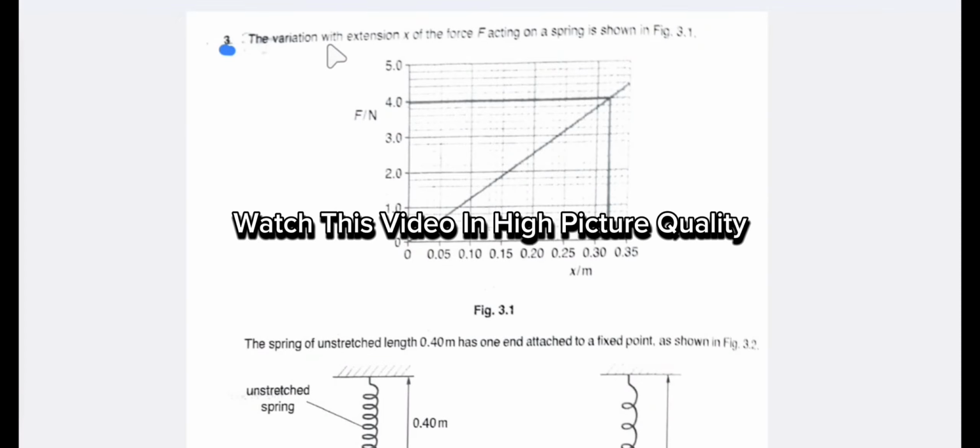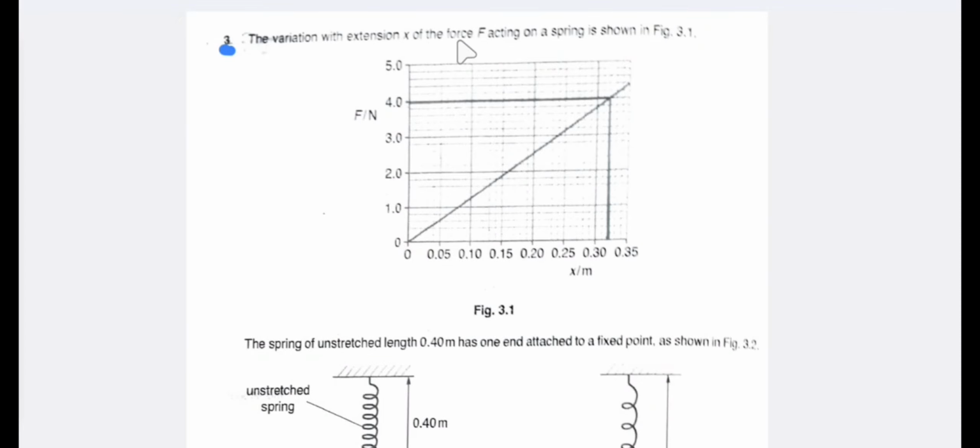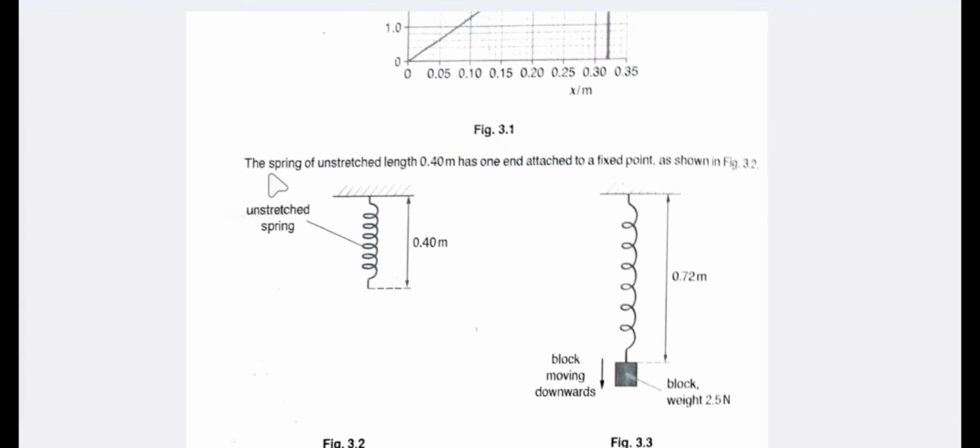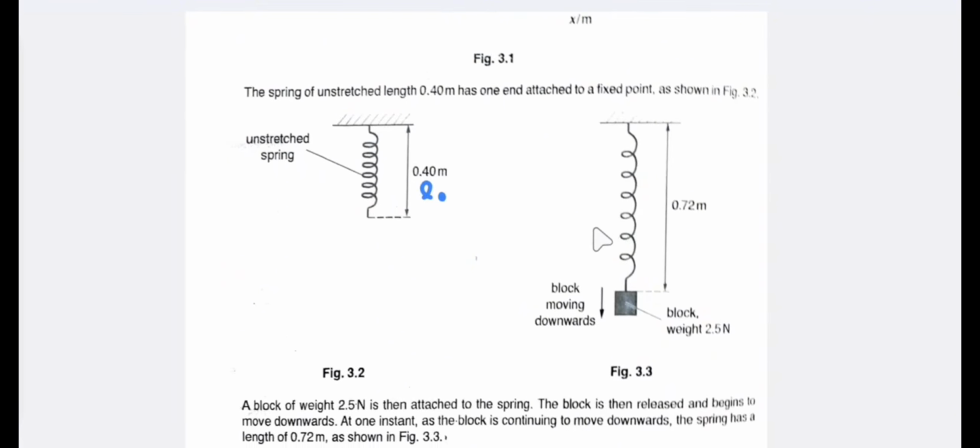For question number 3, the variation in extension x of the force F acting on the spring is shown in figure 3.1. So this is the force against extension graph. The spring of unstretched length 0.40 has one end attached to the fixed point as shown in figure 3.2. So the unstretched length spring has initial length, that is L0, as 0.40.